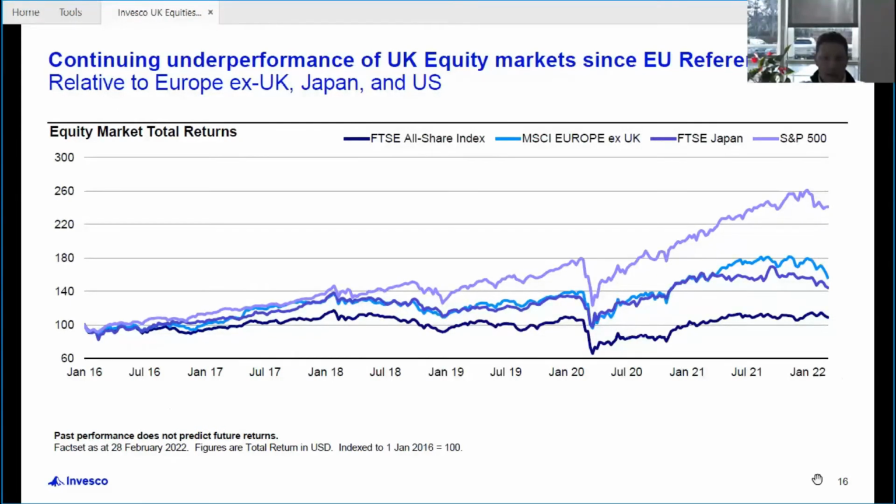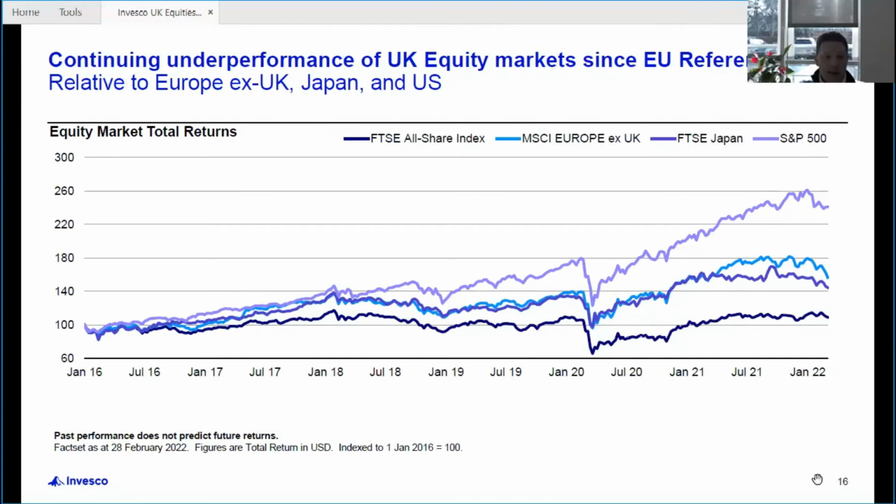Really, ever since the referendum on the UK's departure from the European Union, the FTSE All-Share index has quite materially underperformed its international peers, developed markets indices.